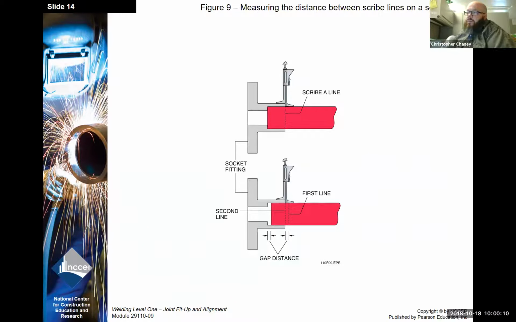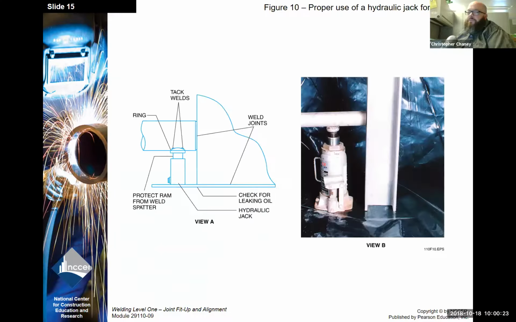Okay, this is for layout. If you're putting a socket fitting onto pipe, sometimes there's a gap distance that's required so that as you weld and the pipe expands, it doesn't actually pull away and crack the weld.